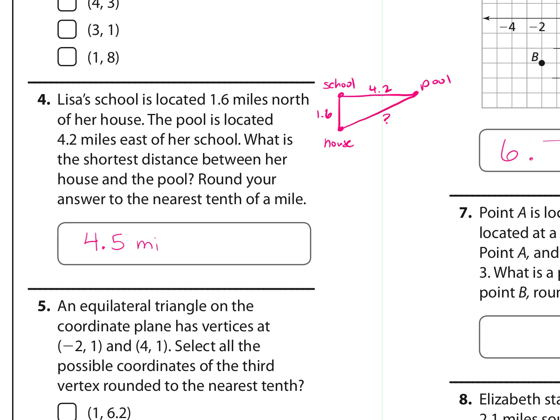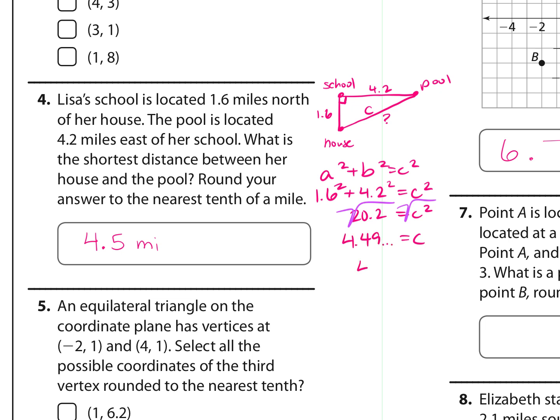So we want to know this value, which we know is going to be c because north and east meet at 90 degrees. So we're going to plug into Pythagorean theorem. We're going to square both a and b, add them together. And the result is 20.2 is equal to c squared. I'm going to square root both sides to get c by itself. And we square root to get 4.49... which does round to 4.5 miles to the nearest tenth.